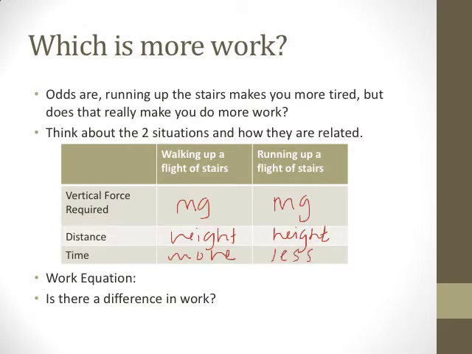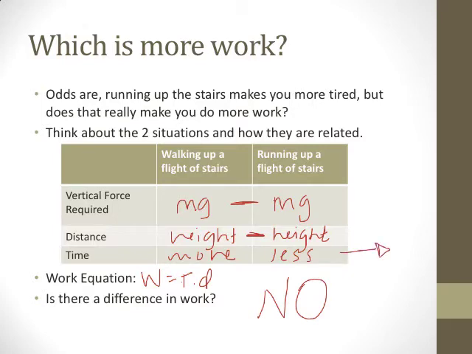So the question is, are we doing more work? Let's look at our equation. Work is equal to force times distance. Our forces, if you look at the two boxes, they're the same. So no change there. If you look at the distances, they're the same. No change there. Since it's the only thing in our equation, is there a change in work? No, there is not. What does change is the time it takes to do the work.